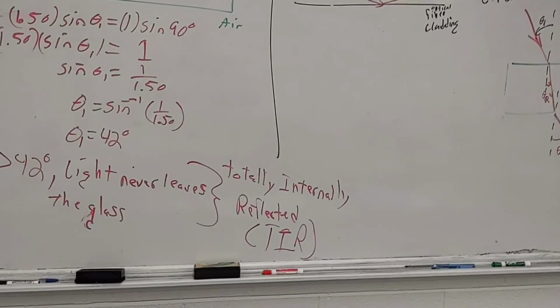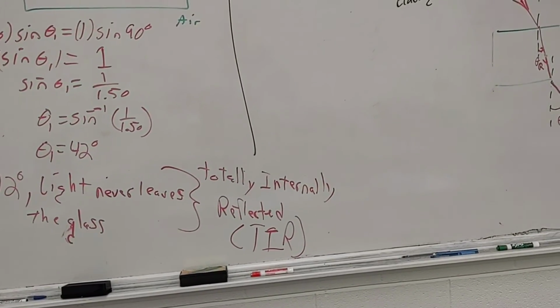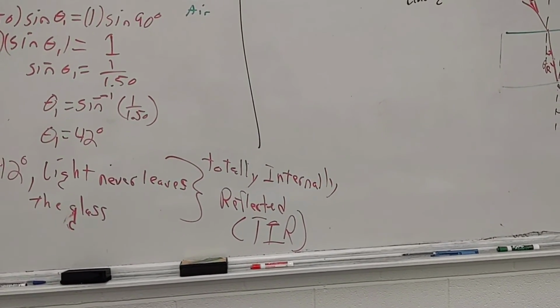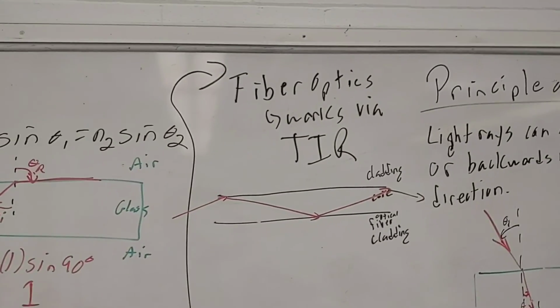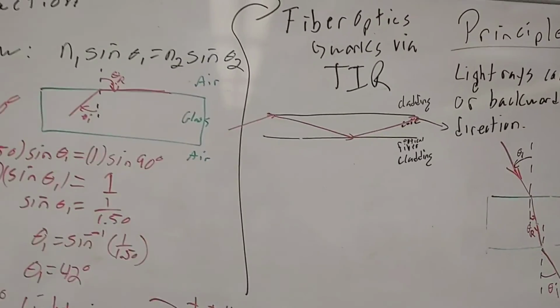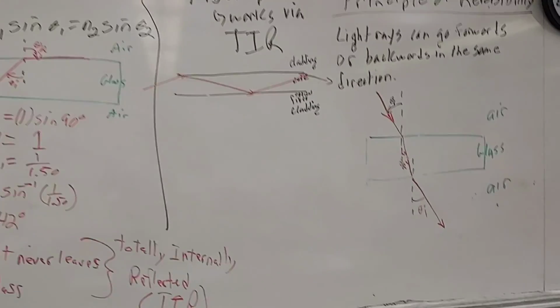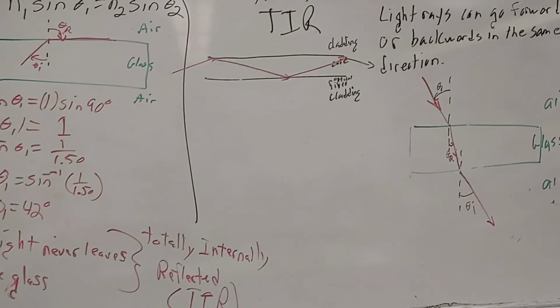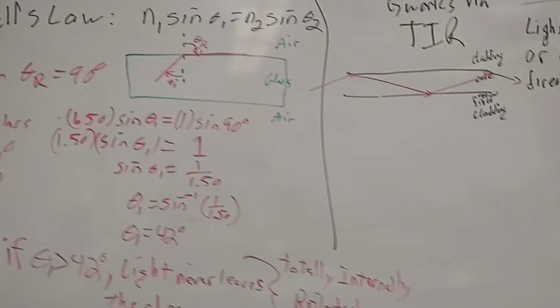So I said, what is this total internal reflection? What's an application of it? It's fiber optics. And they transmit so much bandwidth. They're so useful nowadays for transmitting information. And basically it works the same way.